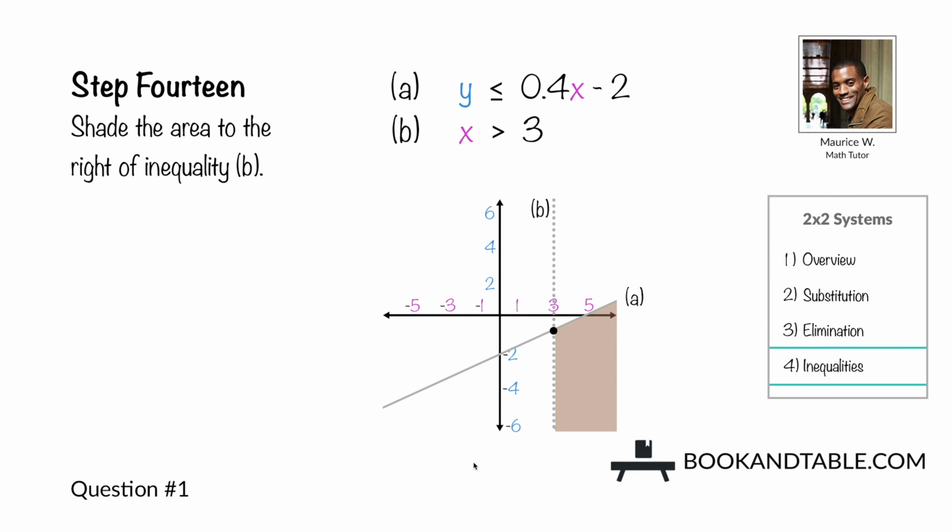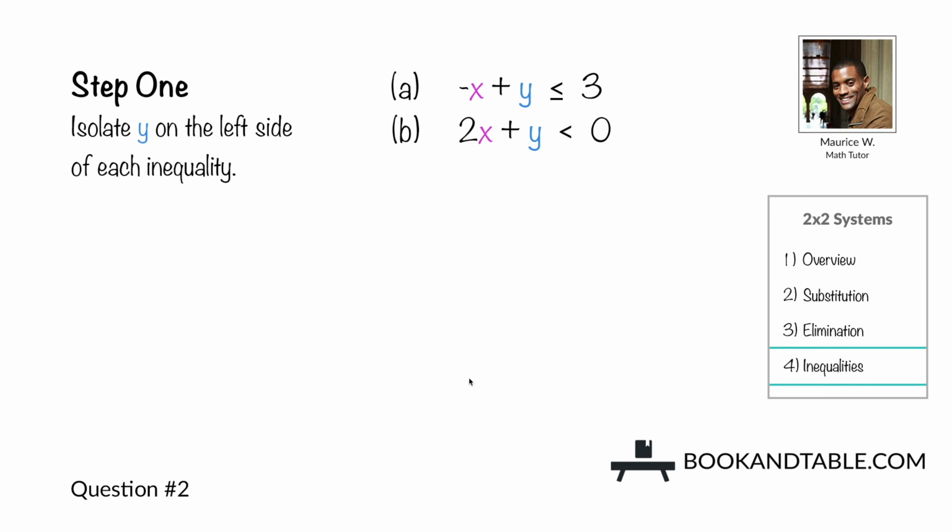So let's have a look at question number 2. Inequality A, negative x plus y is less than or equal to 3. Inequality B, 2x plus y is less than 0. So step 1, isolate y on the left side of each inequality.